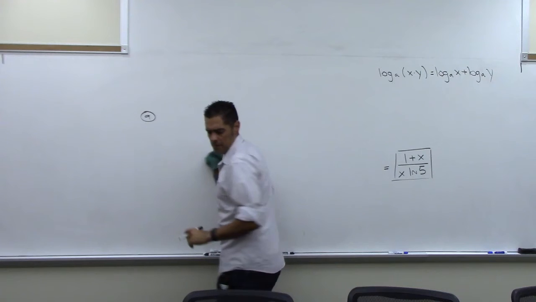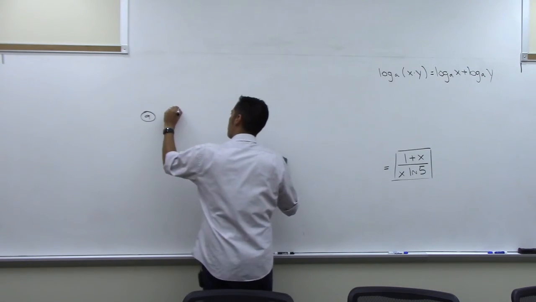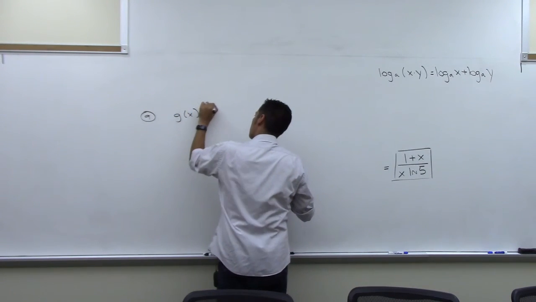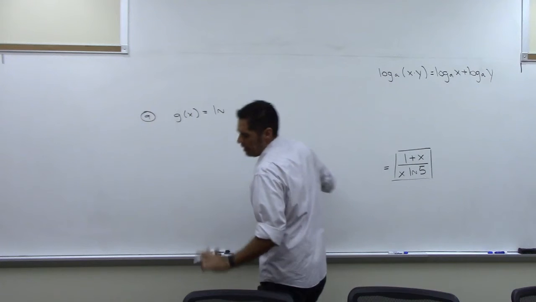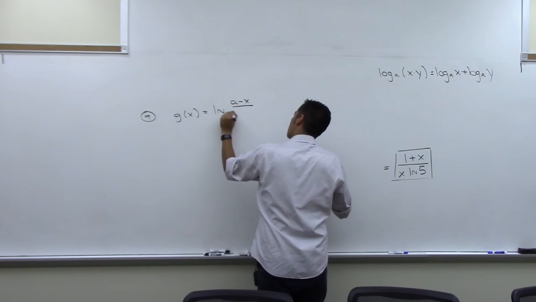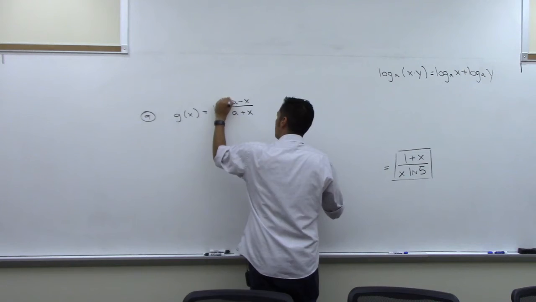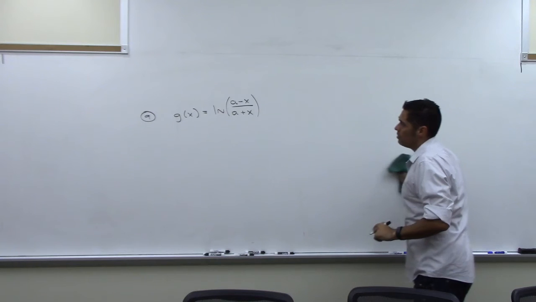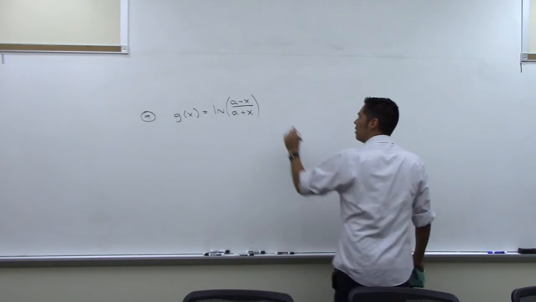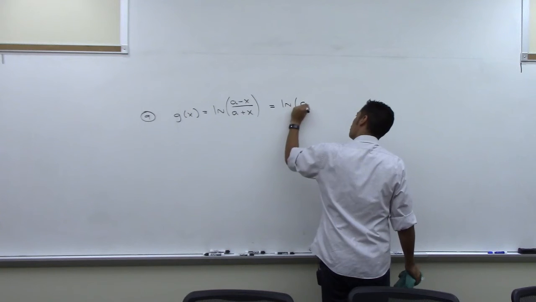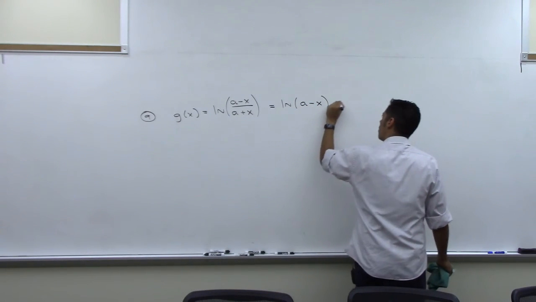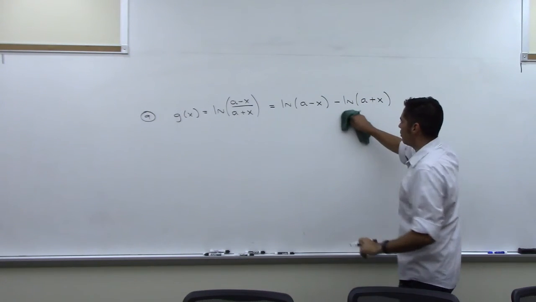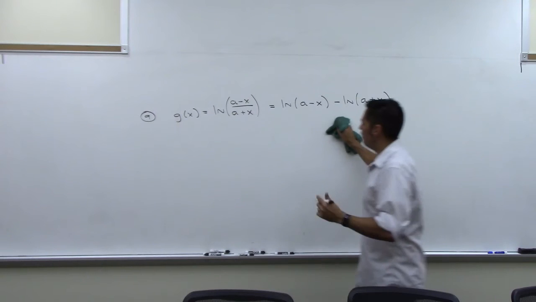Number 9, natural log. Wait, g of x is natural log of a minus x over a plus x. Now a in this problem is a constant. They don't put the parentheses around it like I did, but it's understood that there's parentheses there. So I'm actually going to use the property of logs to do this problem. So if I have a single log with division inside, I can break it up into 2 logs with subtraction. So this is college algebra. And now I'm ready for the derivative.